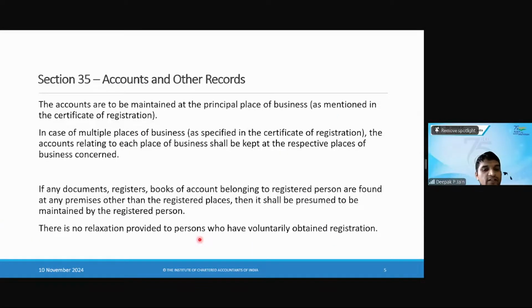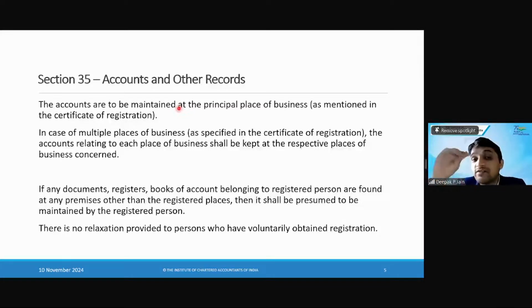Now, section 35, which is on accounts and records, the main section on maintaining the accounts and records, says that the accounts are to be maintained at the principal place of business, which is mentioned in the certificate of registration. When you see a GST registration certificate, you will have an annexure which will give you the address of all your locations. Because when you register, if you have multiple places of business, you have to give addresses of all the places and say these are the places where we are having our records. This is where we are operating from.